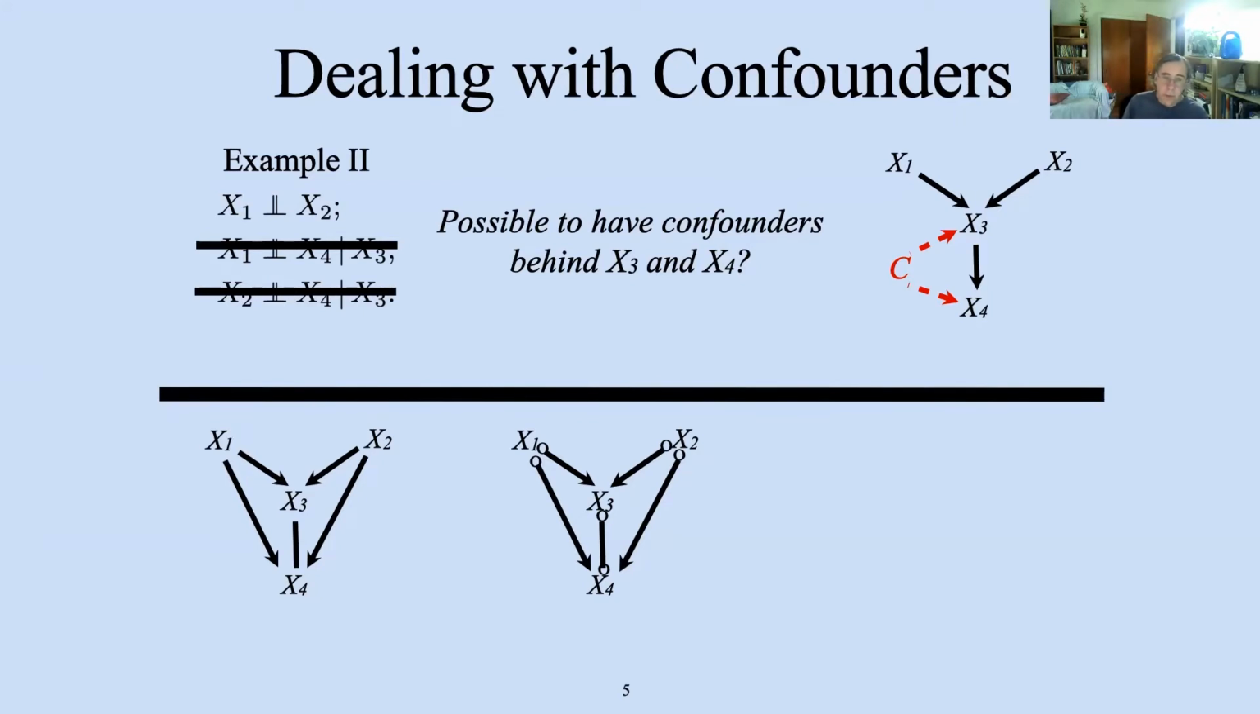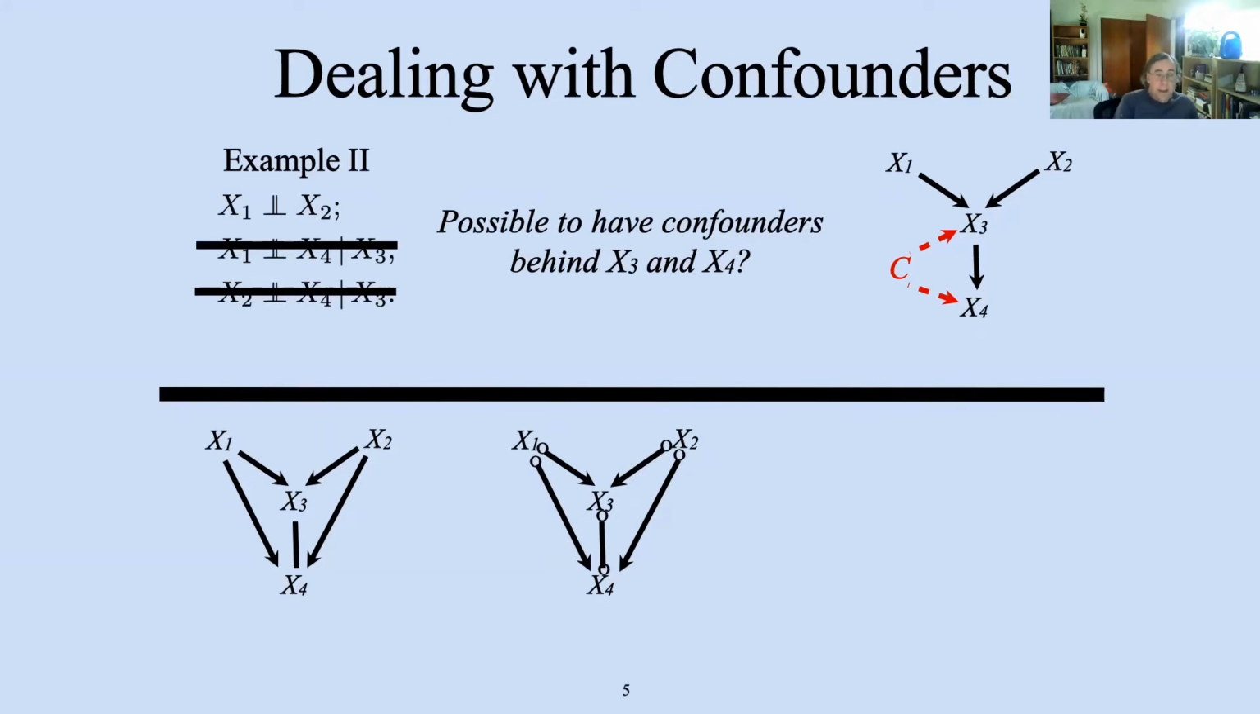If I were to run PC on this, then the output that I would get would be the graph on the left, and it would put in edges between x1 and x4 and x2 and x4 because they are not d-separated conditional on any subset of the measured variables.